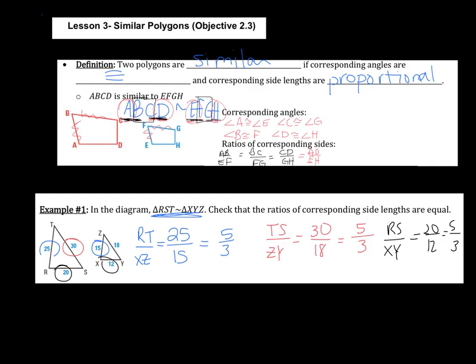So they are proportionally, they're all equal there. Our ratios corresponding to the side lengths are all equal. So that's great news. That means that they are, in fact, similar. That's what we mean here of ratios of corresponding sides being proportional. So let's go ahead and look at the next part on your notes.